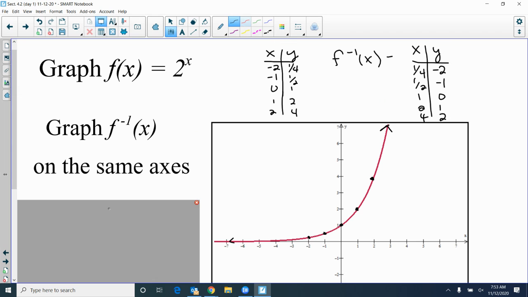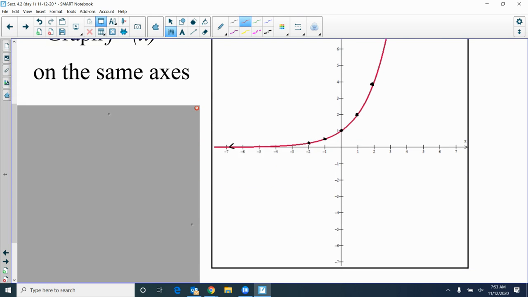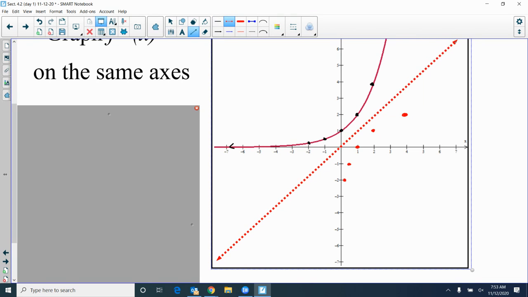So I got 1/4, negative 2. I got 1/2, negative 1. I got 1, 0. I got 2, 1. And then I got 4, 2. Another fact, we stated that it is a reflection over the line y equals x. So if you got that line, it needs to be a reflection.